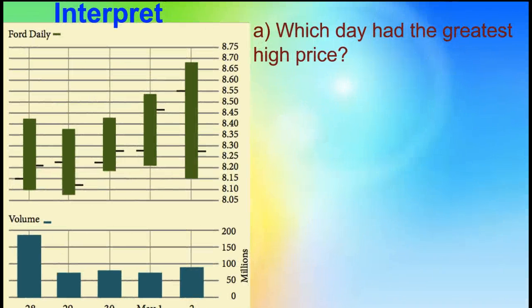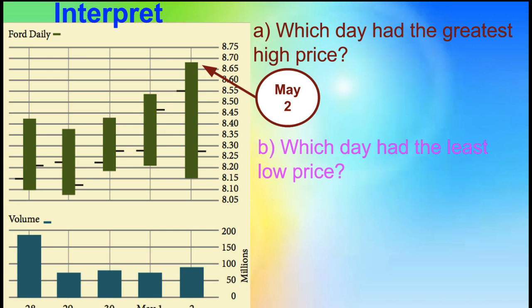Let's go ahead and interpret. This is for Ford Motor Company. Which day had the greatest high price? Well, hopefully you said May 2nd. Notice the top of the bar. This is the highest of all the other days. So the highest price is represented by the top of the bar, and if you'll notice here, it was probably somewhere around $8.67. That was the highest price that it was traded at between April 28th and May 2nd.